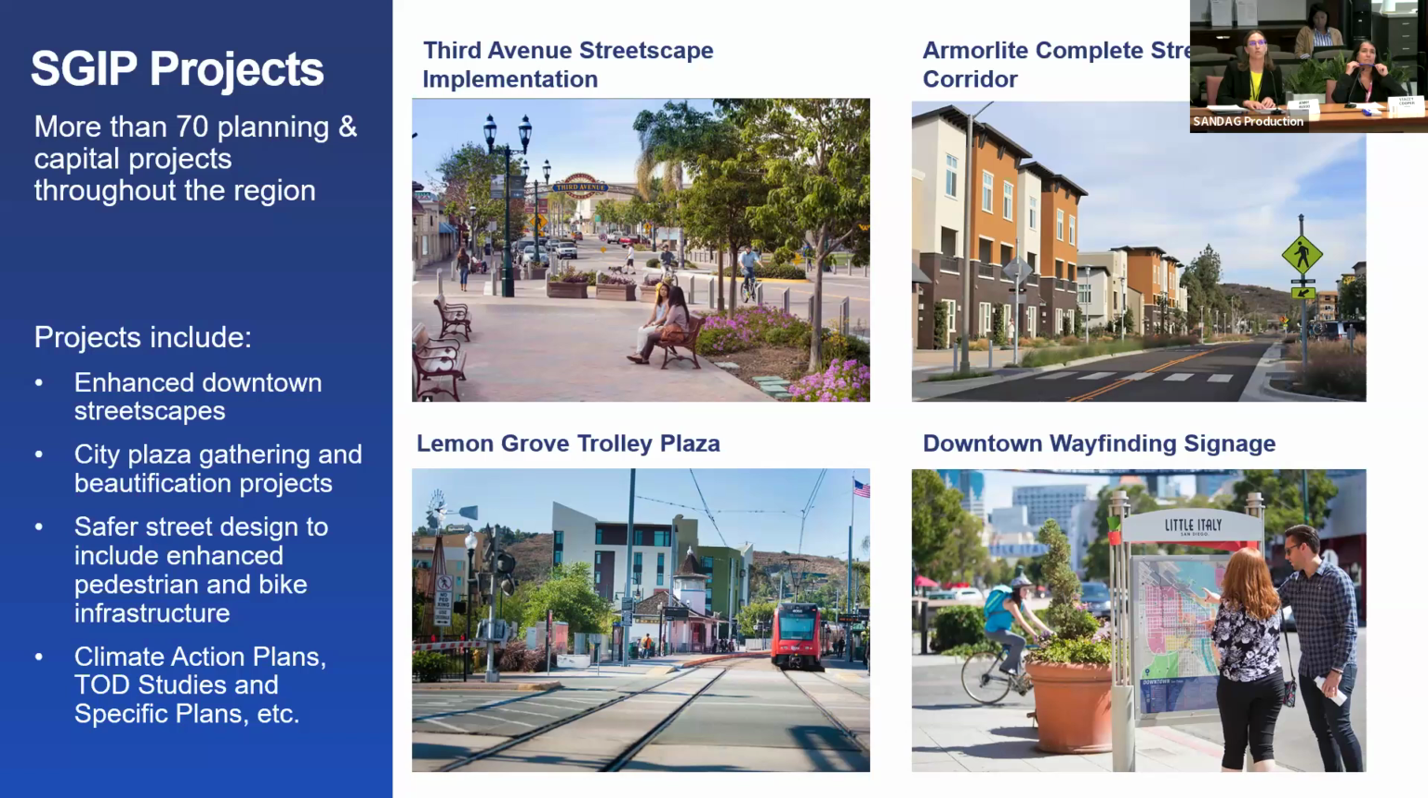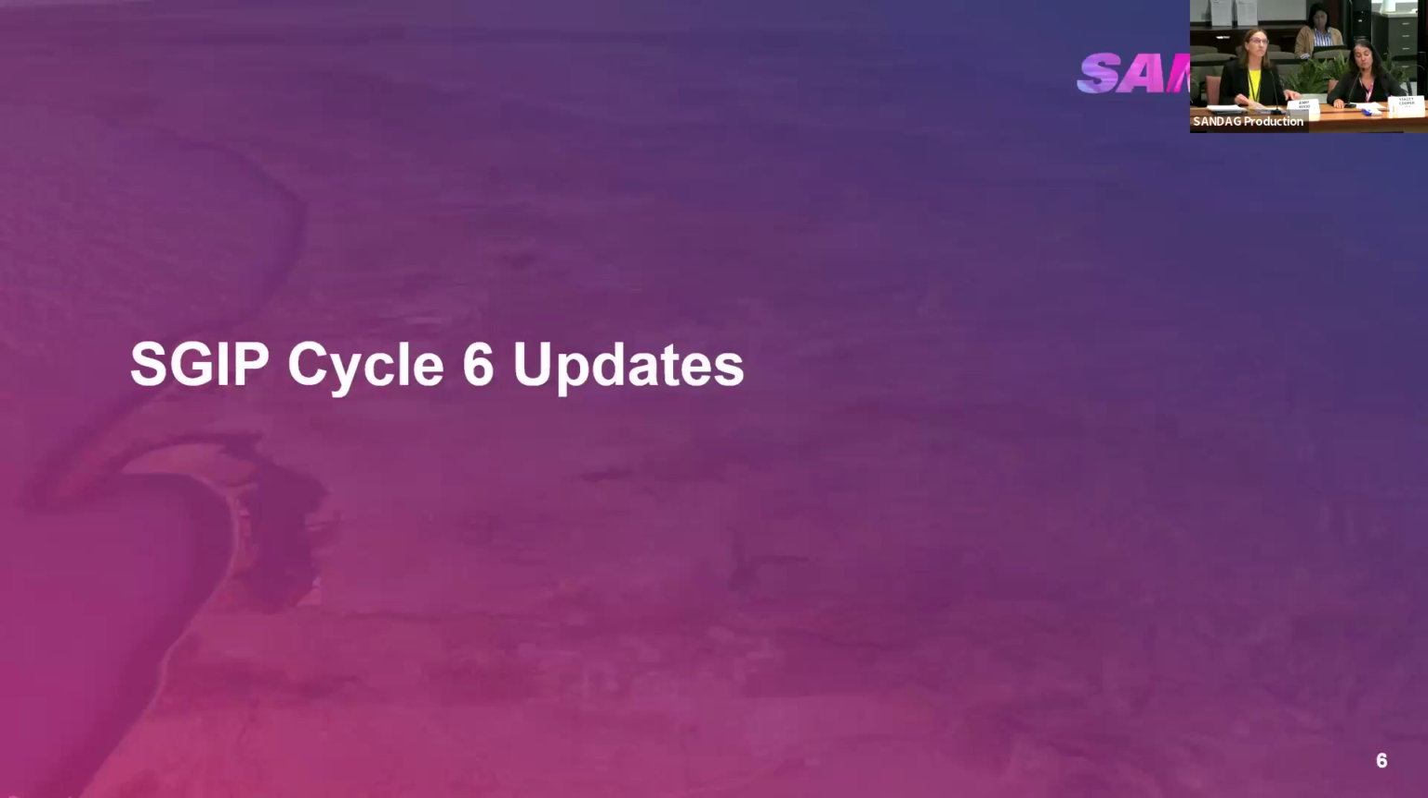We've had a whole slew of different types of projects. They're shown here on the left side in the bullets. And to show you visually what some of those projects are, we've highlighted 4 of the most recent projects that were completed here. And I'll turn things over to Stacy to talk about some proposed updates. Great.